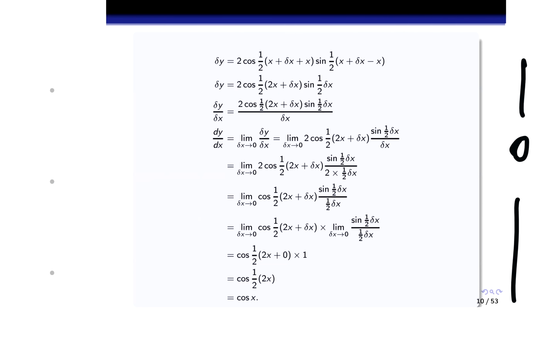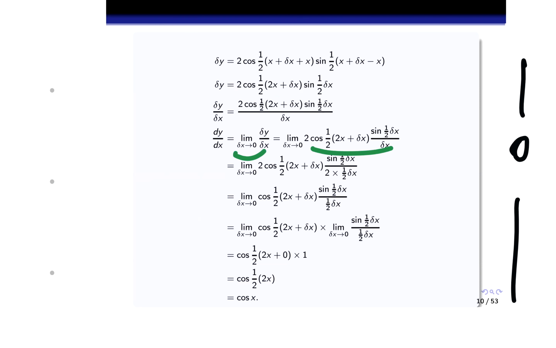So then you can divide by delta x now. So you have delta y over delta x equals all this divided by delta x. And then we have to take limits, right? So you now say dy/dx is the limit of delta y over delta x as delta x approaches 0. And this is delta y over delta x now.